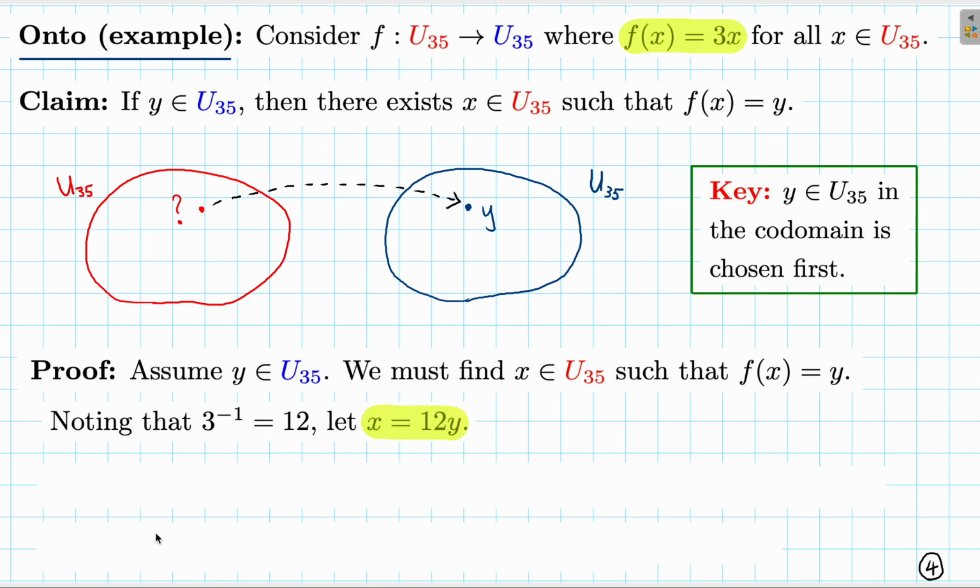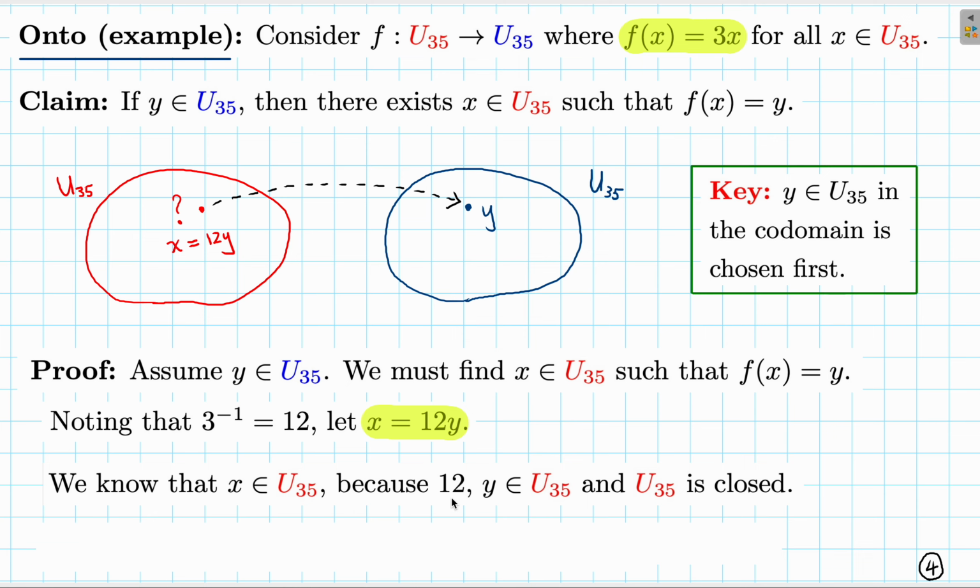Now, we have to actually verify that 12y is an element of U35. So why is that? Well, we know that x, or 12y, is in U35 because 12 is in U35 and y is in U35 because y was originally in U35, and U35 is closed under multiplication. So their product, namely 12y, must also be in U35.